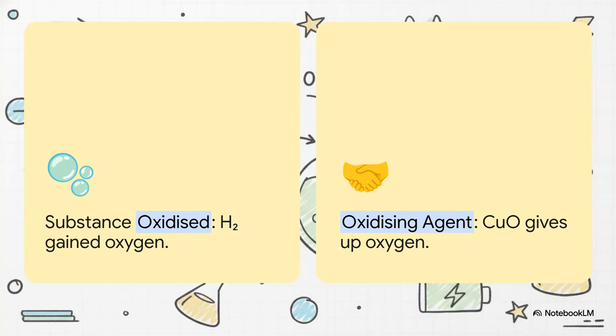The paradox at play here is honestly fascinating. On the left side of our breakdown, the substance oxidized is hydrogen, because it gained the oxygen. But look at the flip side. The oxidizing agent is the copper oxide. Why? Because an agent is the thing that actually causes the action to happen to something else. Copper oxide acts as the oxidizing agent because it causes the oxidation of hydrogen by sacrificing its own oxygen. By giving up its oxygen, it empowers the hydrogen to become oxidized.